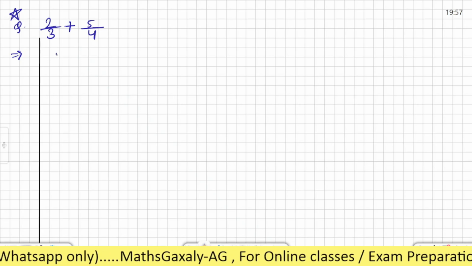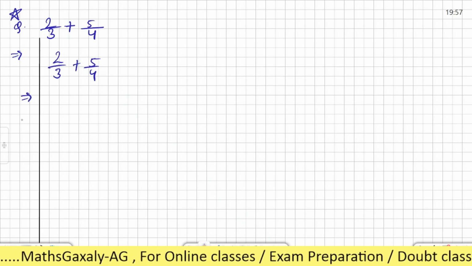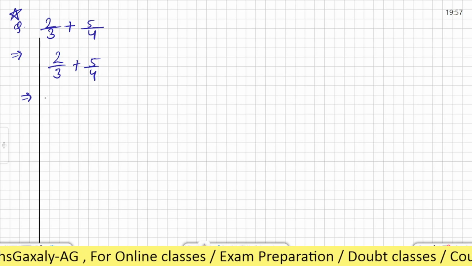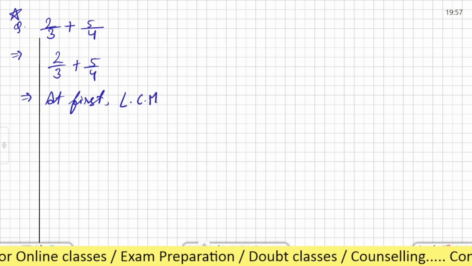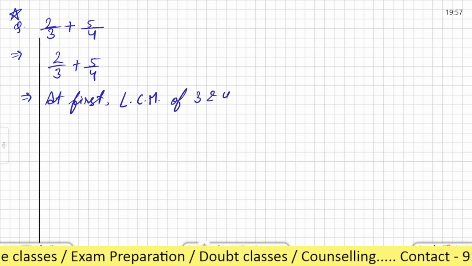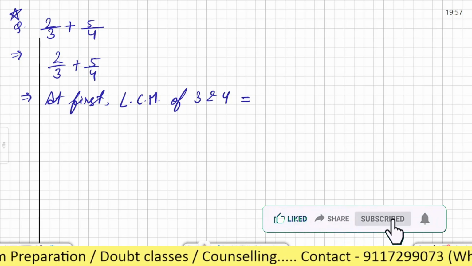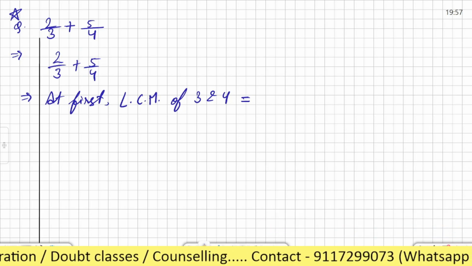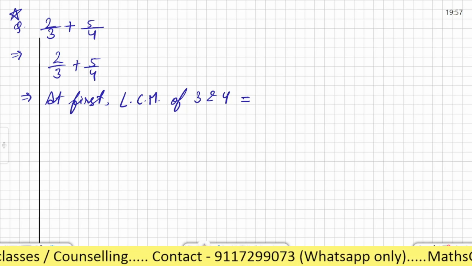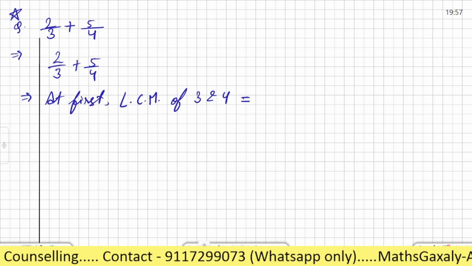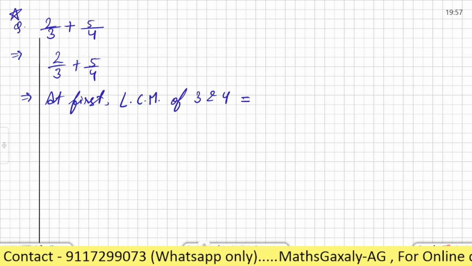So here first we will write 2 by 3 plus 5 by 4. Whenever we change the steps, every time we will give an arrow. So here at first we will find the LCM of 3 and 4. Why? To make it like fractions. To make them like fractions, we have to find the equivalent fractions of these. So that's why we will find the LCM.